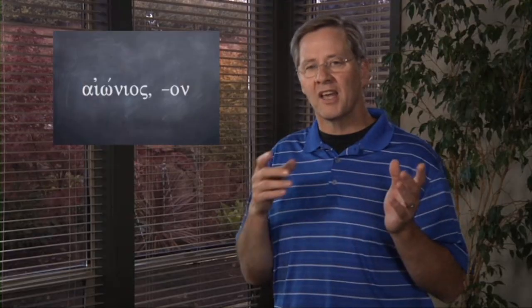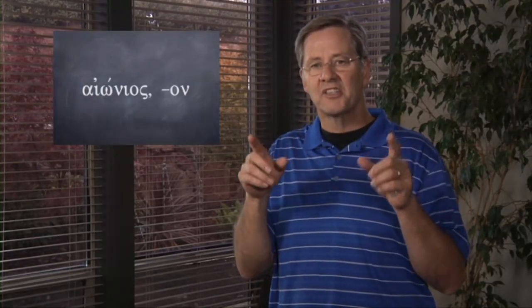And in the case of agathos, the masculine follows second declension, the feminine follows first, and the neuter follows second. Okay. We're going to meet another kind of adjective in this chapter, and it's aionios. And when you look at it in the lexicon, it's going to say aionios, on. You go, wait a minute, where's the third form?